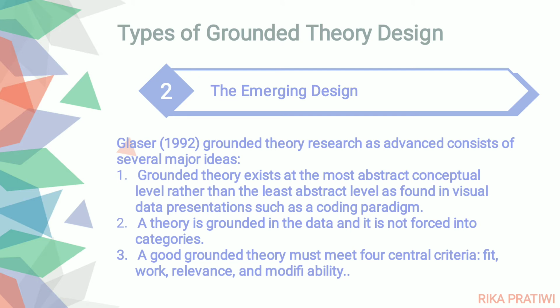Glaser in 1992 said that grounded theory research as advanced consists of several major ideas. Number one, grounded theory exists at the most abstract conceptual level rather than the least abstract level as found in visual data presentation such as a coding paradigm. Two, a theory is grounded in the data and is not forced into categories. Three, a good grounded theory must meet four central criteria: fit, work, relevance, and modifiability.